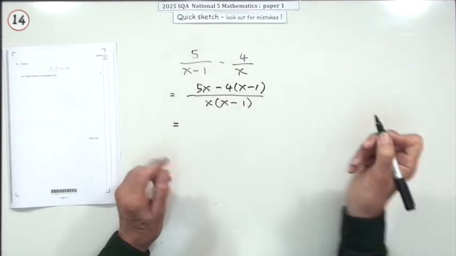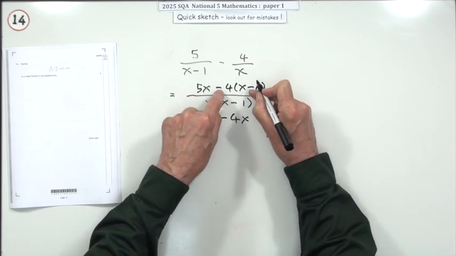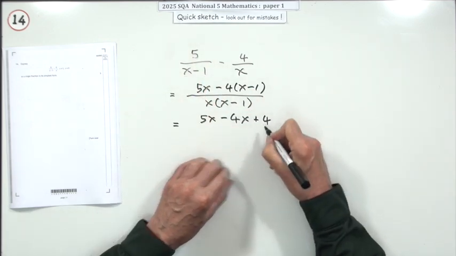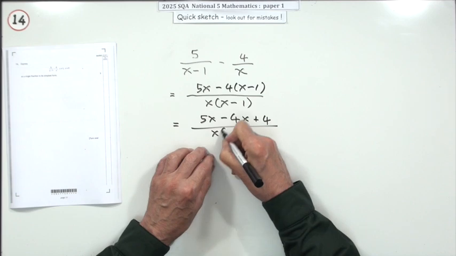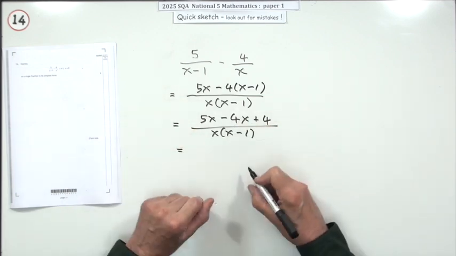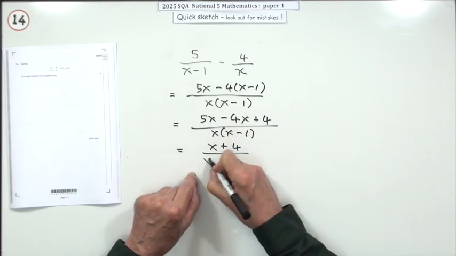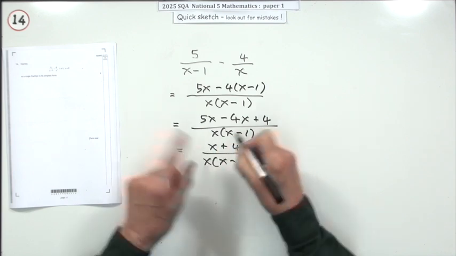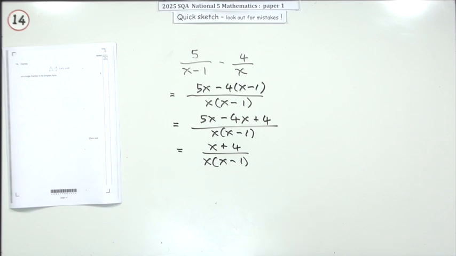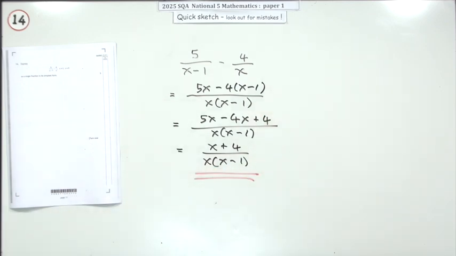Now, it's just a case of tidy that up. 5x minus 4x plus 4 over x times x minus 1. Don't multiply that out, just in case something cancels out nicely. So that just comes to x plus 4, so it doesn't. So just left with that. Another 3 marks.